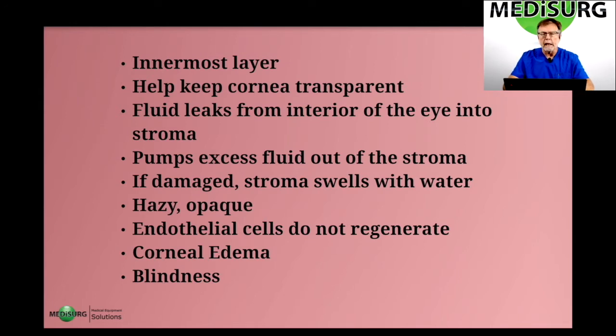And if those cells get damaged, then the stroma will swell up with water, and you get a hazy, opaque looking cornea. And these endothelial cells do not regenerate. So once they are damaged or they die or fall off, the other cells that are still remaining expand to cover over that area where the cells are missing, so they get less efficient and they have to work a little bit harder in order to keep the cornea clear. If you lose those, you end up with blindness.